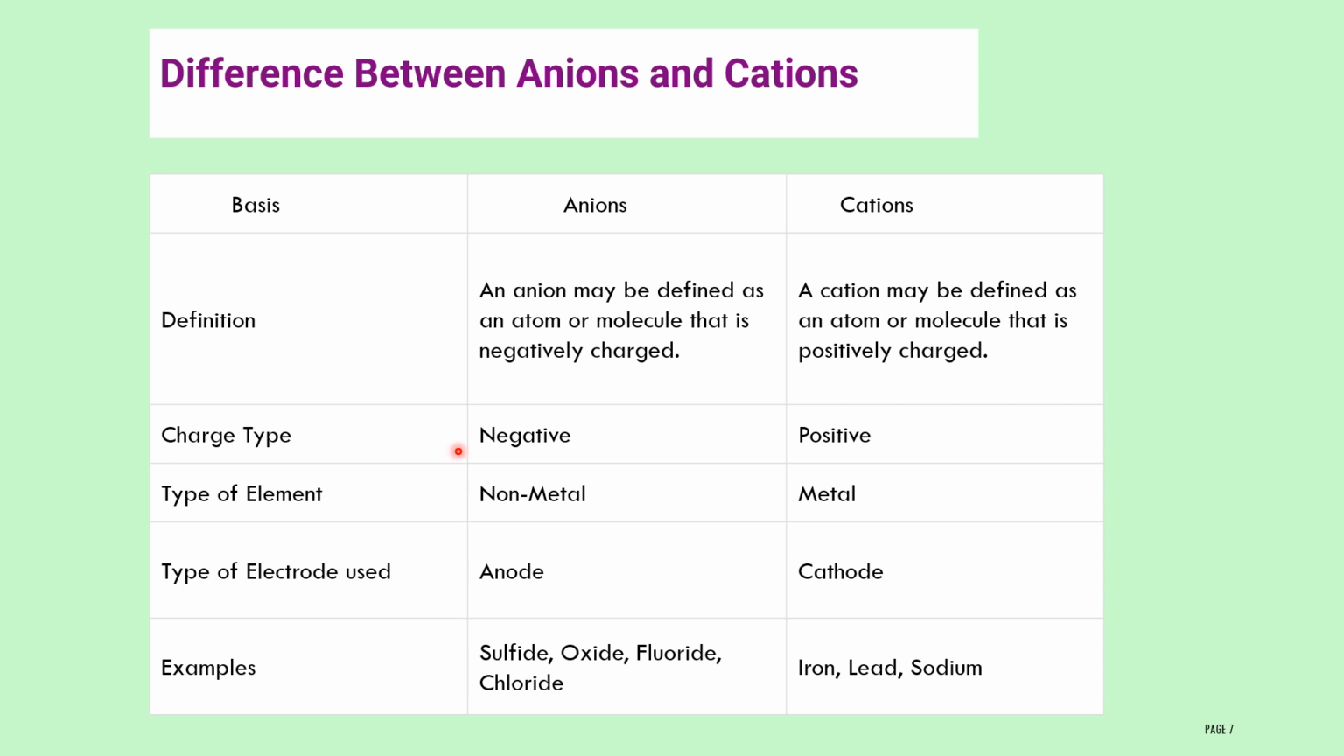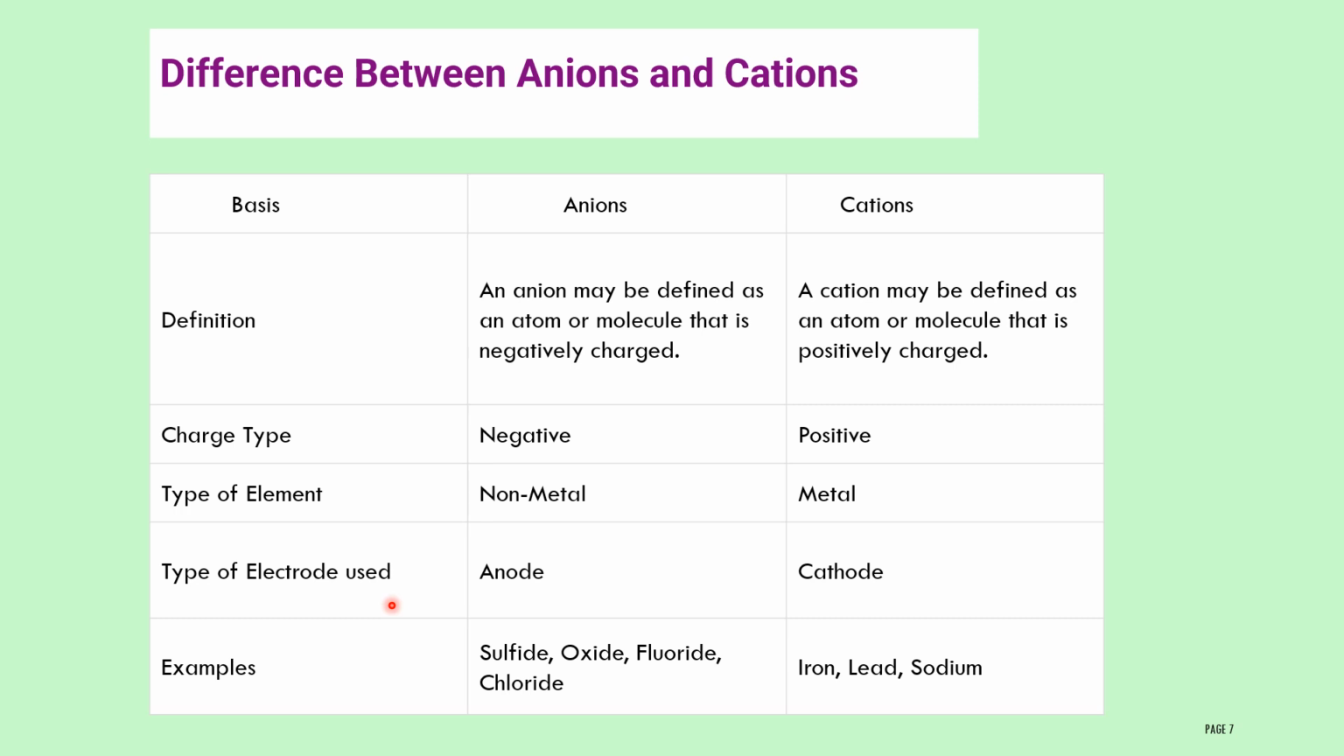Then charge type, this is negative. An anion, when it accepts the electrons from any other atom, will possess a negative charge. That one we will call an anion. Then a cation gives electrons to some other atom. Therefore by giving electrons it will acquire a positive charge. Type of element: normally we get anions from non-metals. Then cations are formed from metals.